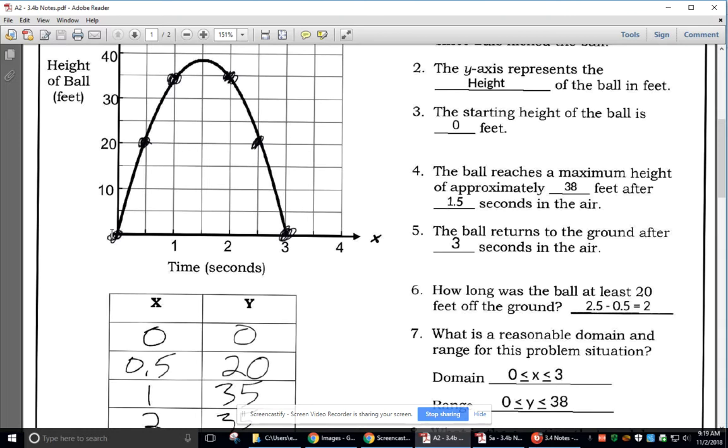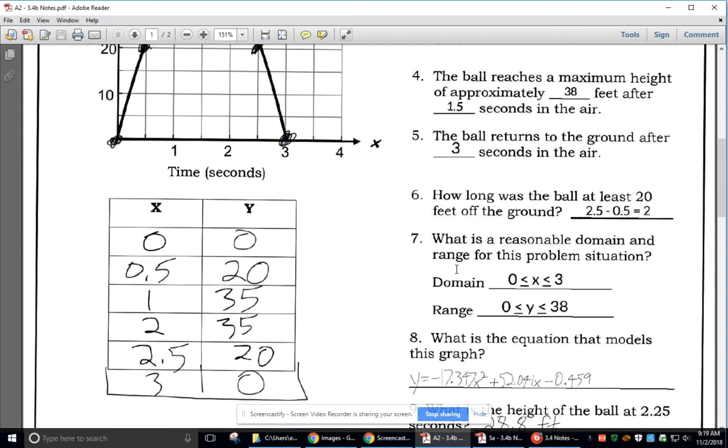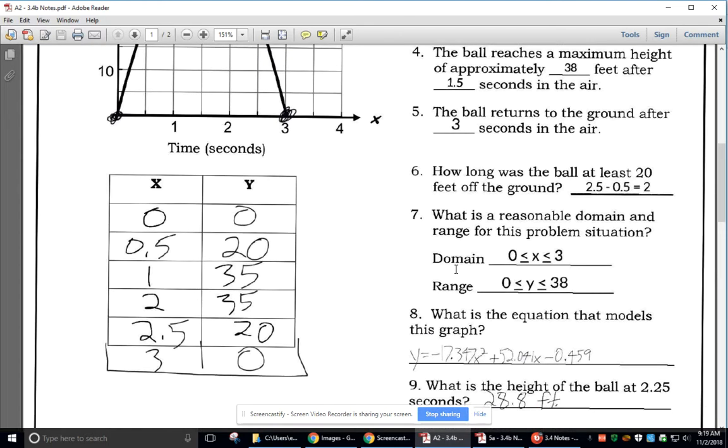The smallest to largest height, it wouldn't be 0, 38, 0. It's smallest, largest, so just 0 to 38. And that's how you get your range. Okay, so that pretty much covers everything on this first one.